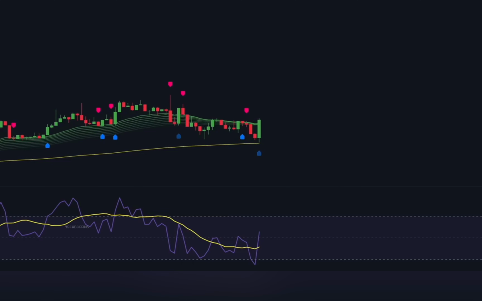Second, the price must return to the ribbon without falling below the long-term moving average. After that, the machine learning technique must print a blue label. Finally, the RSI must have been oversold before the buy signal. You can open a long trade as soon as these conditions are met.